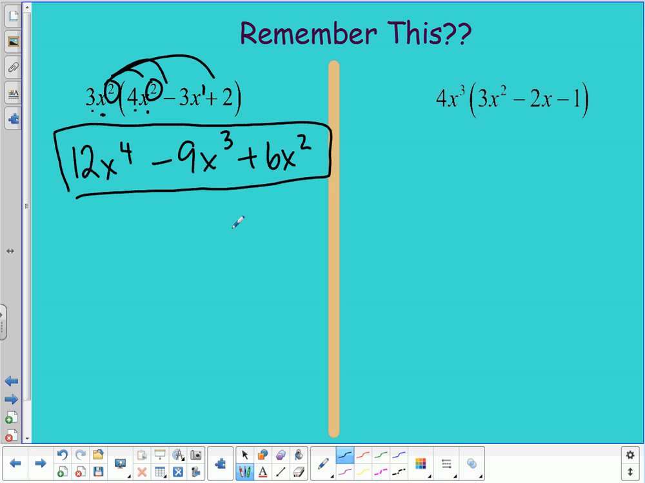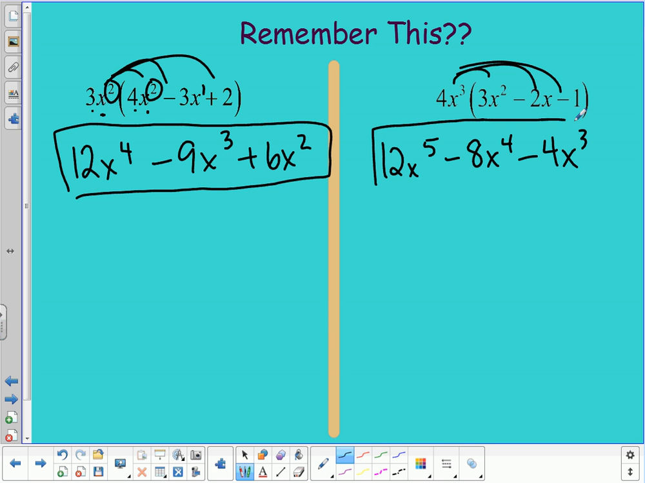So distributing that throughout and finding the product after we take care of that multiplication. In this one, 4x to the third times 3x squared, that's 12x to the fifth. 4x to the third times negative 2x, that's negative 8x to the fourth. And 4x to the third times negative 1, negative 4x to the third. So again, we're multiplying when we're distributing, and then adding the exponents when there are powers.